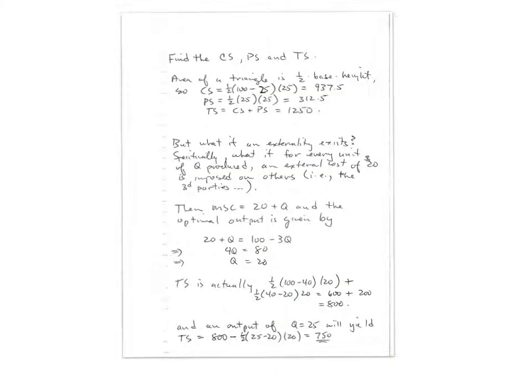Alright, so when we do that, we have an expression for consumer surplus equals a half times (100 minus 25) times 25. That's going to equal 937.5. We do the same for the producer surplus. We end up with 312.5. We add them all together, we get 1250.